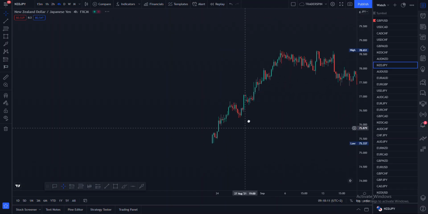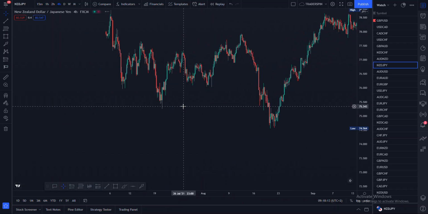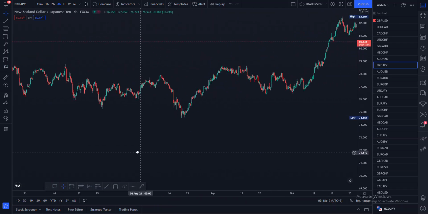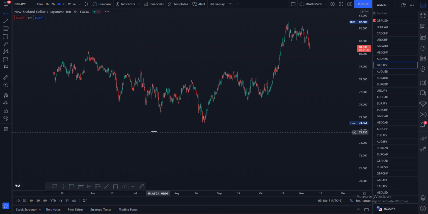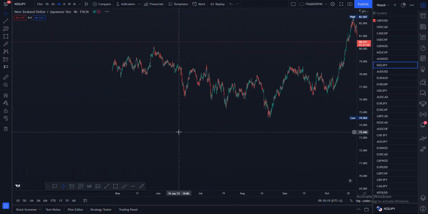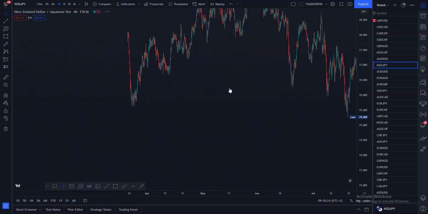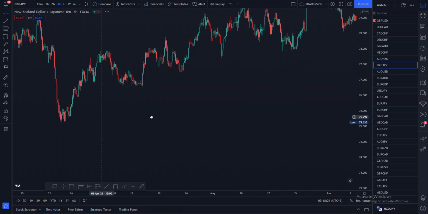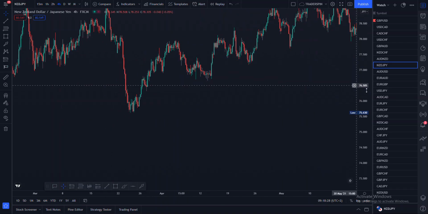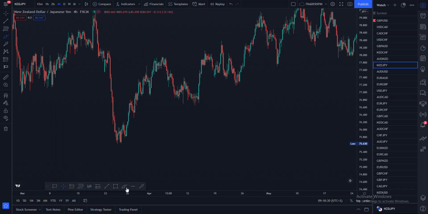Let us look at NZDJPY. I remember I had a trade here on NZDJPY a while back. You can see that we have a beautiful market structure here. We've got that low, that higher high, that low, that higher high, and that's where I took this trade.